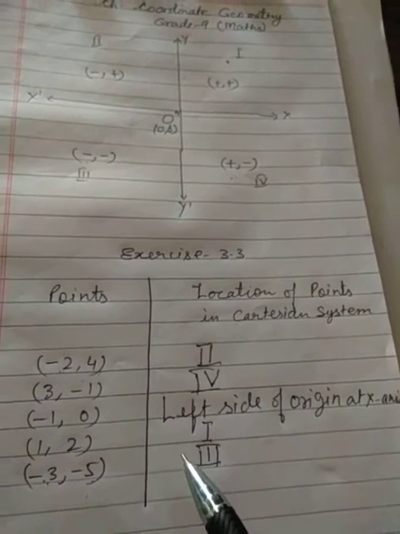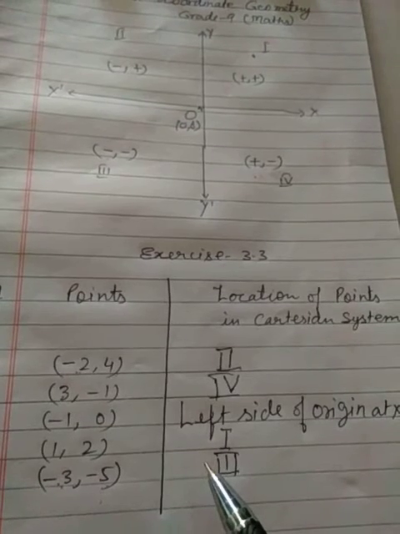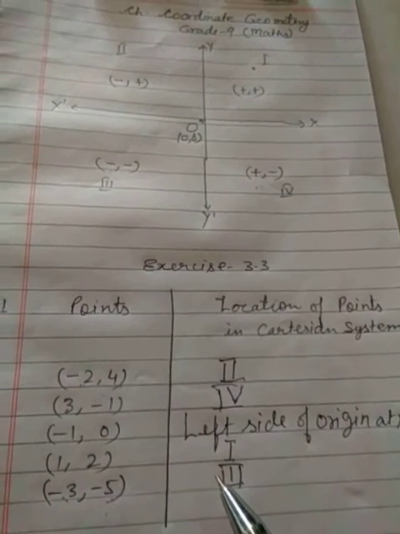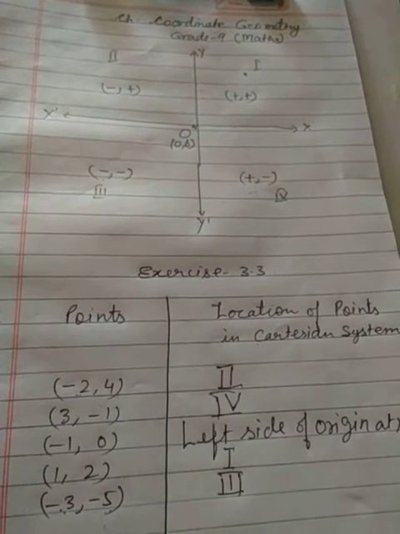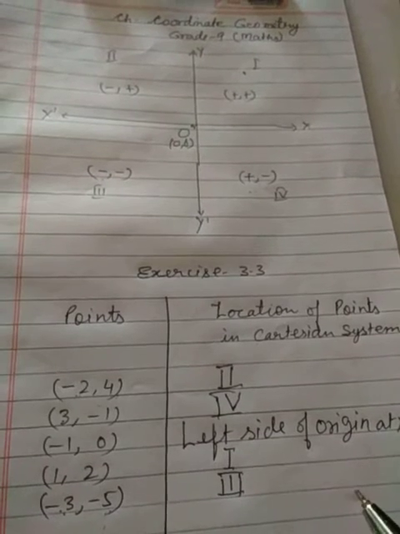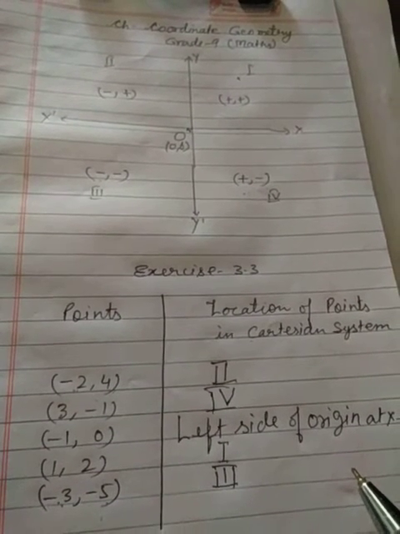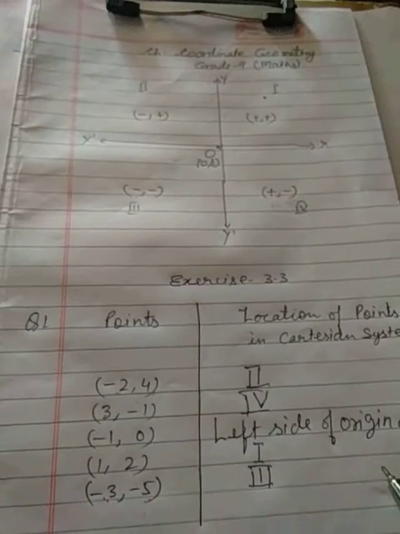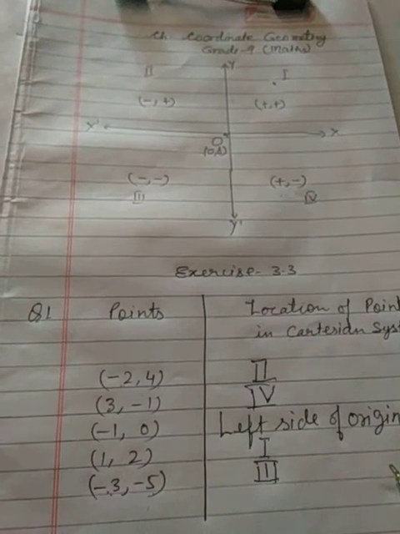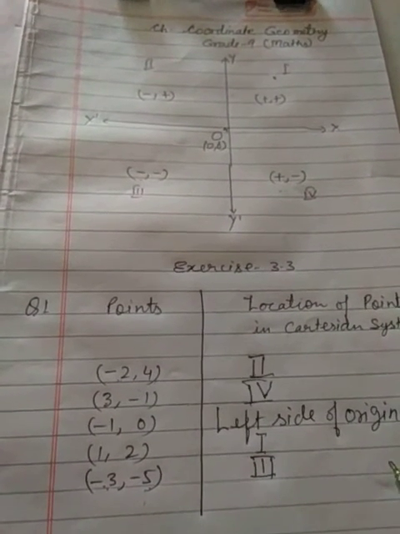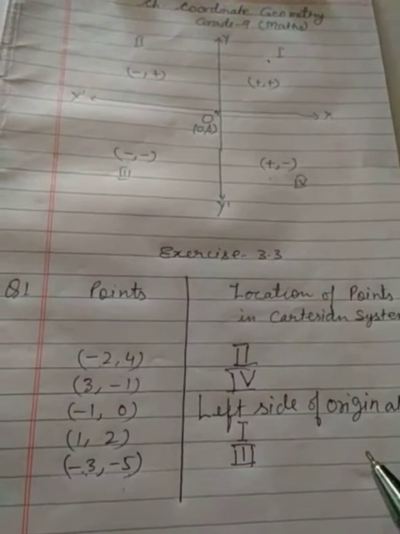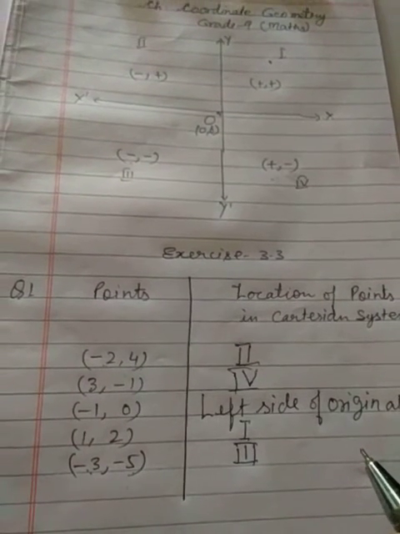To verify the answer, take the graph paper, plot these points on that graph paper and paste it in the notebook. One more question is there in this exercise 3.1, that is question number 2. That question number 2 will be the maths IP. Okay, got it? This chapter is very easy.